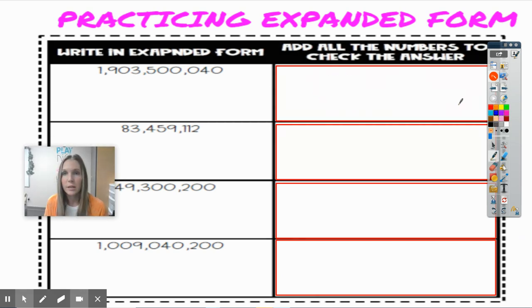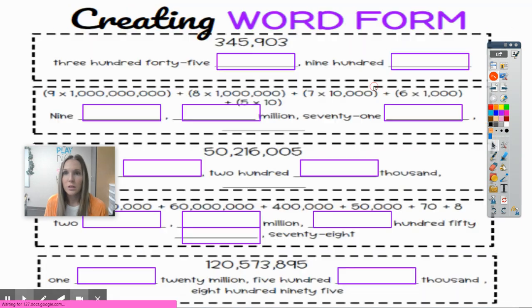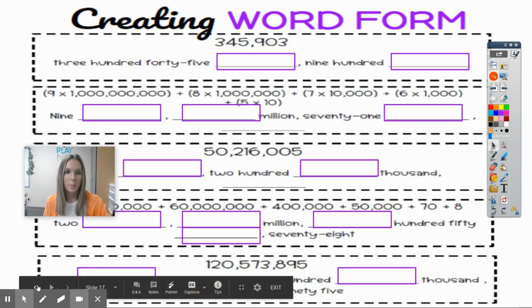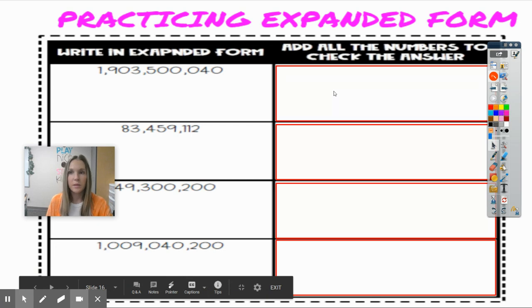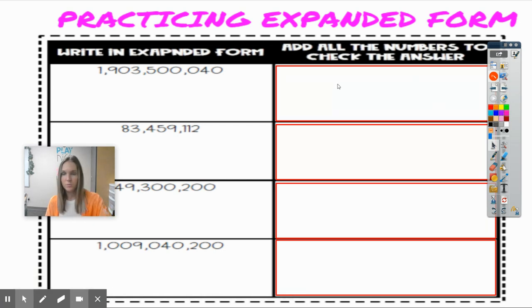In yours, I created a text box, so you can actually click in yours and type inside of yours, okay? But I'm going to write mine out. You are definitely welcome to type in yours. The neat thing about expanded form is you may be thinking, oh my goodness, look at all these numbers. There is a trick, and I'm going to show you this trick.